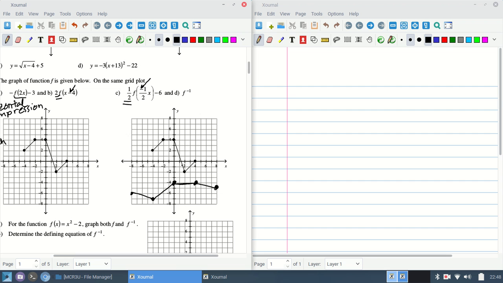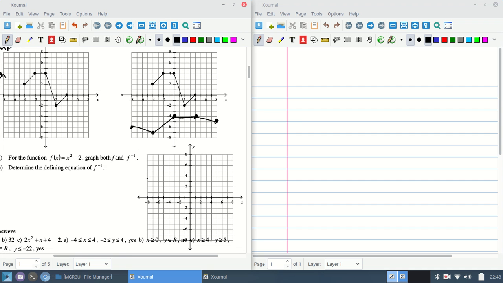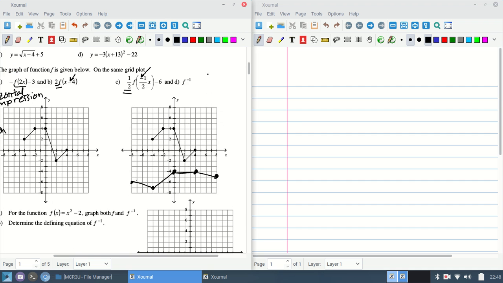Okay? So it's kind of like a reflection about the y-axis, reflection about the x-axis, and a bunch of compressions and stretches. Okay. Last bit, it wanted the inverse function, right? So it wants f inverse. Easy way to do this. Very easy. Draw a line y equals x.